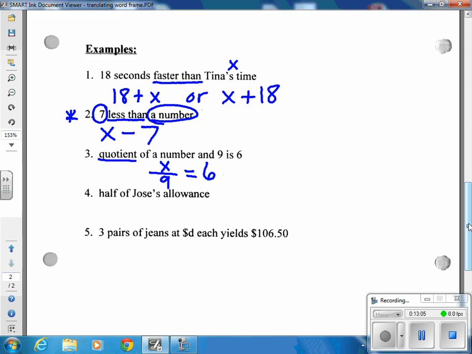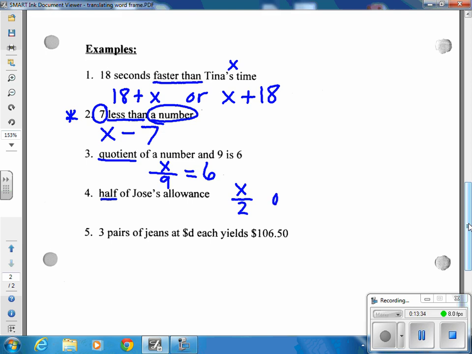For number 4, there's the word "half" that I was talking about. So I'm going to be able to show you 2 different answers that are still going to be worth full credit because neither one of them is going to be wrong. If you think of half of Jose's allowance, and we don't know Jose's allowance, that's what our X is. If you think of half of it as division, divide by 2, then Jose's allowance is X, and if we're taking half of it, we're dividing by 2. That's one answer. There's nothing wrong with that. I have to give you full credit.